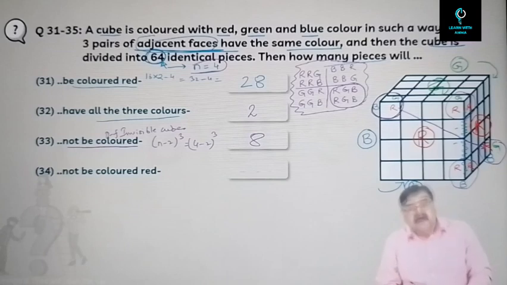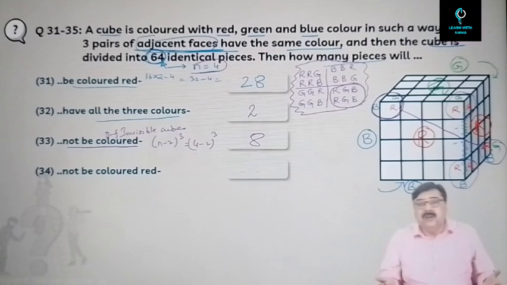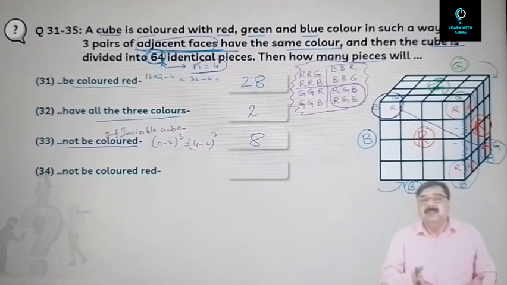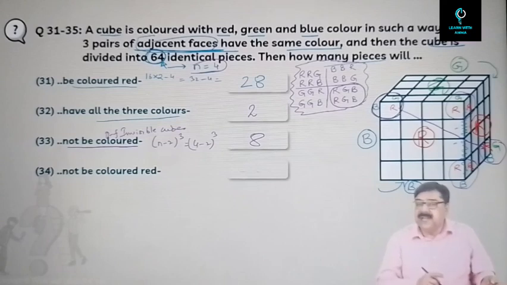Reason? Well, we are talking about those pieces which have no color on them. They're right in the middle. Whatever is happening outside, they're not bothered about it. So whether the opposite faces get colored the same or the adjacent faces have the same color, it doesn't bother them because they're inside. So the color will not reach them. So in the previous question also, the answer to this question was 8. In this also it is 8.